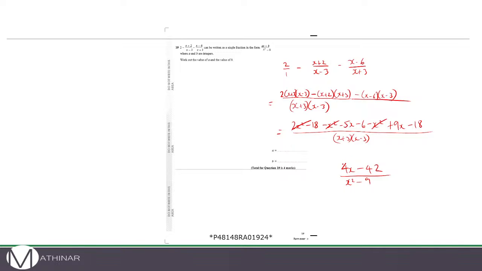Can we go any further? Well, we can take out a factor of 2, but it says give your answer in this form. So our final answer is already in this form, where A is 4 and B is minus 42, and that will get you 4 marks.